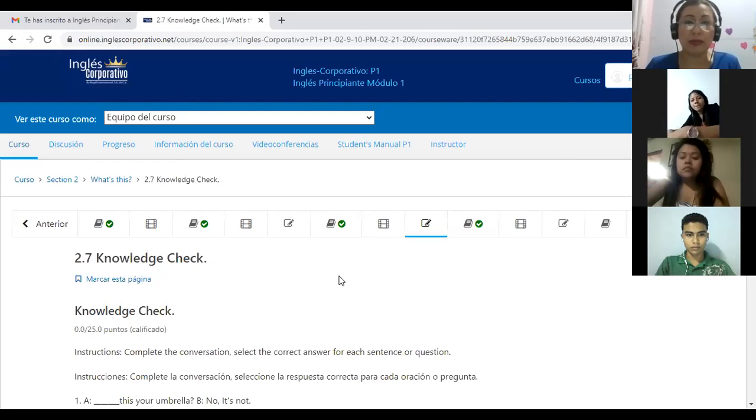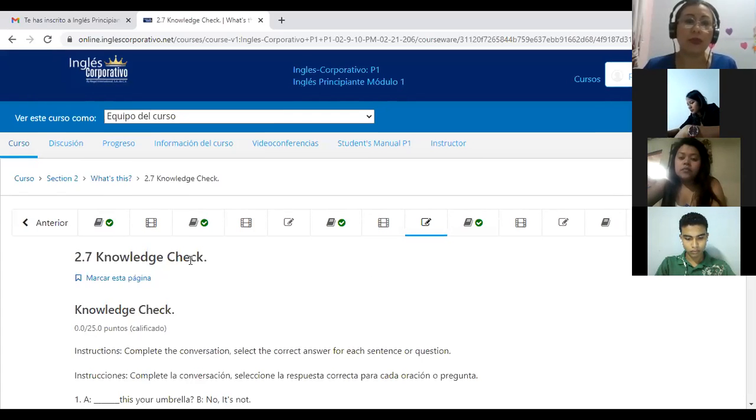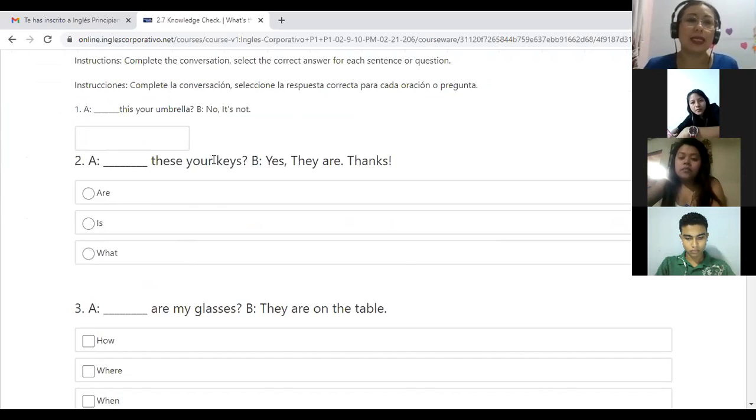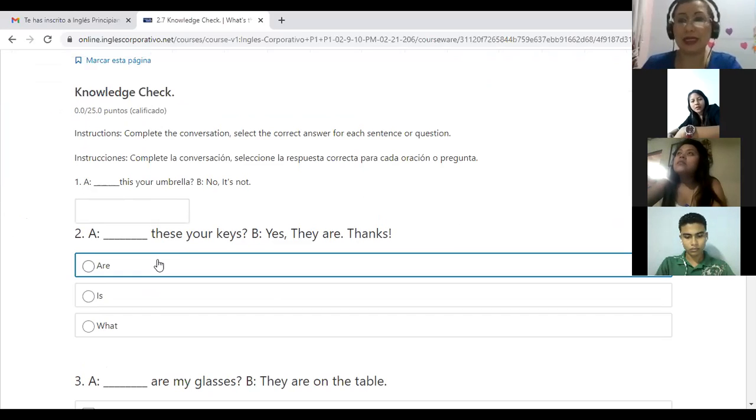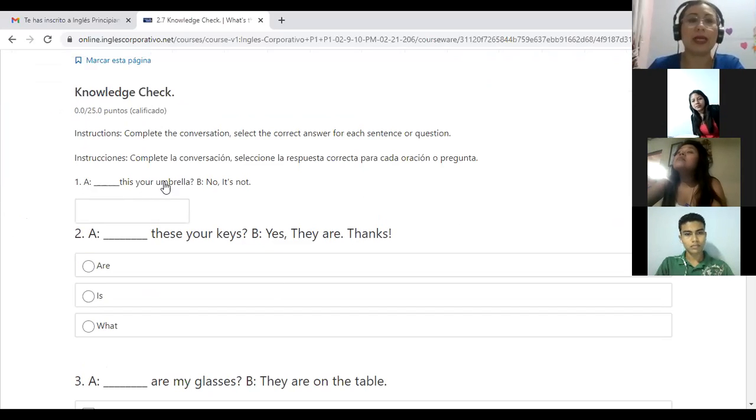And at the end of this class, you also will be able to complete the 2.7 knowledge check, ¿verdad? Ya a partir de esta clase, ustedes van a poder completar lo que sería el knowledge check 2.7. That is very similar to the last exercise we did on Friday. Es bien parecido al ejercicio que hicimos el viernes, ¿verdad? De identificar the object first. Identificamos primero el objeto, umbrella. Y vemos que aquí dice this, singular.